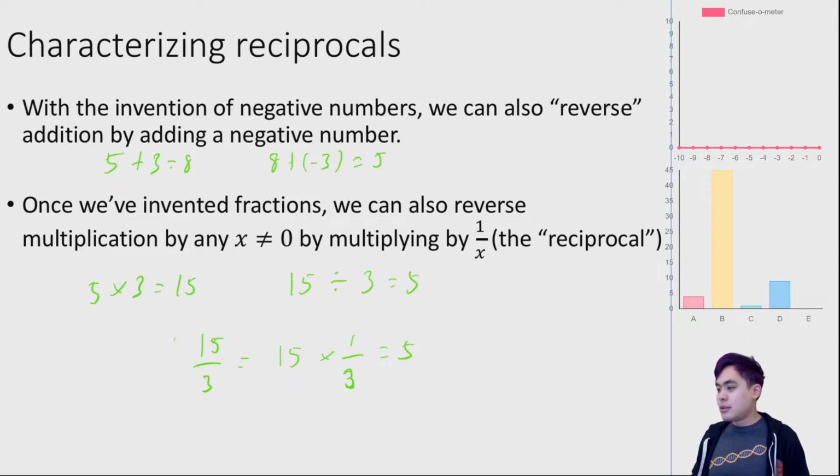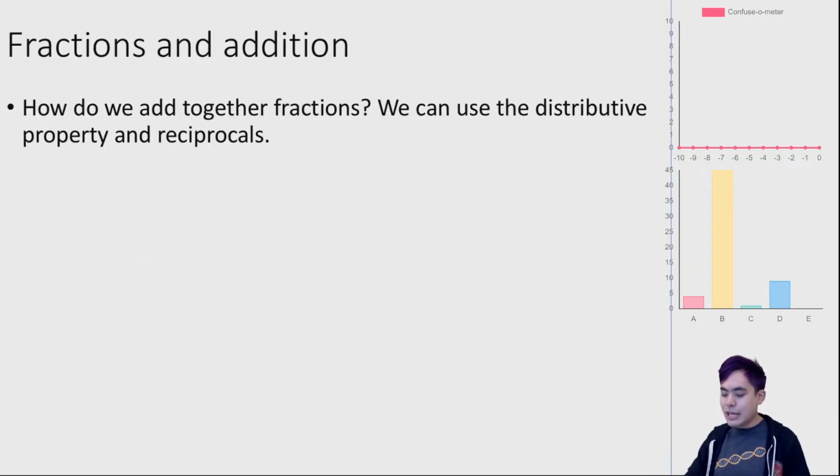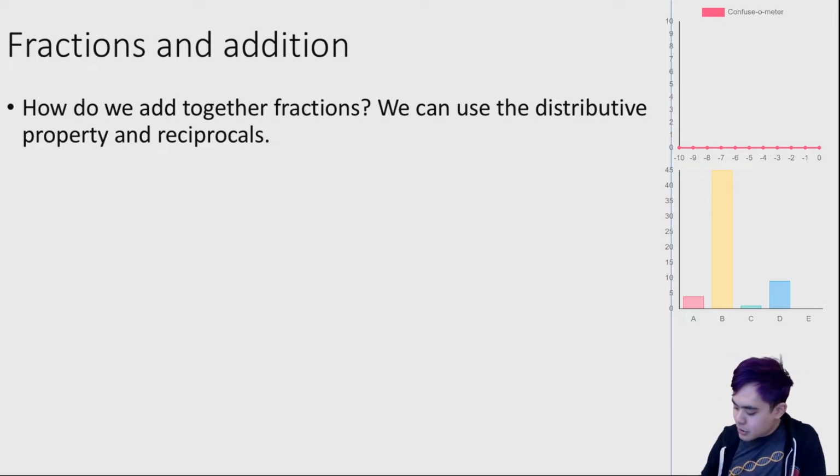So now we have these new sets of numbers. Multiplication is sort of easy for fractions, right? You just do it for both the top and the bottom. But how do we do fractions and addition? How do we add together fractions? Well, what we can do is use the distributive property and reciprocals. How does this work? So you might have 2 plus 5/3.